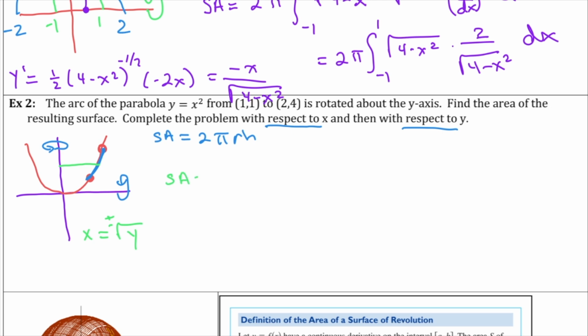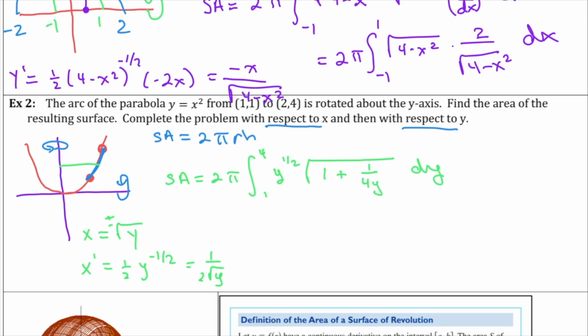So the surface area is equal to 2 pi, the integral from 1 to 4. Again, once we have 1 to 4, the radius we know is going to be the square root of y, so write y to the 1/2. Once we have the y to the 1/2, we need to multiply by the arc length. So the arc length is going to be the square root of 1 plus the derivative. So x prime in this problem is 1/2 y to the -1/2, which is 1 over 2 root y. Square that, that will give us 1 over 4y dy. And then we will simplify our problem and integrate.